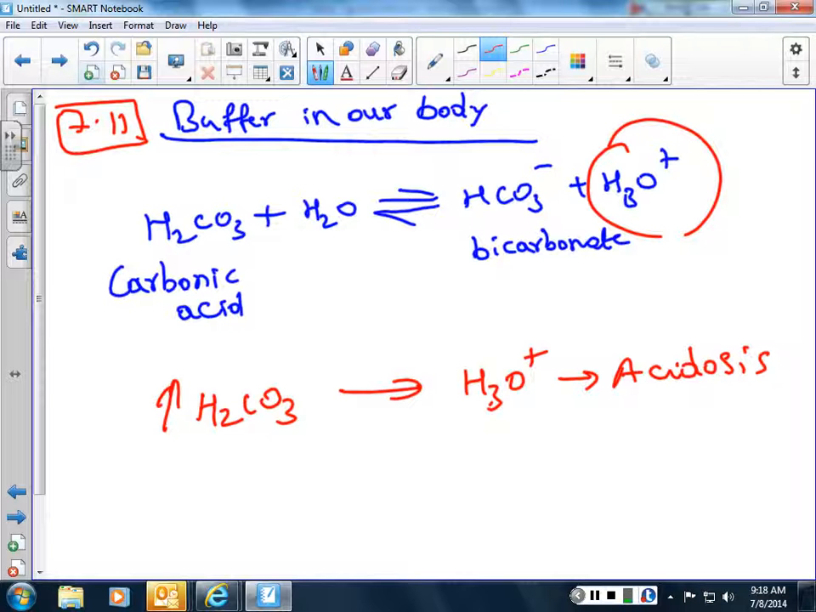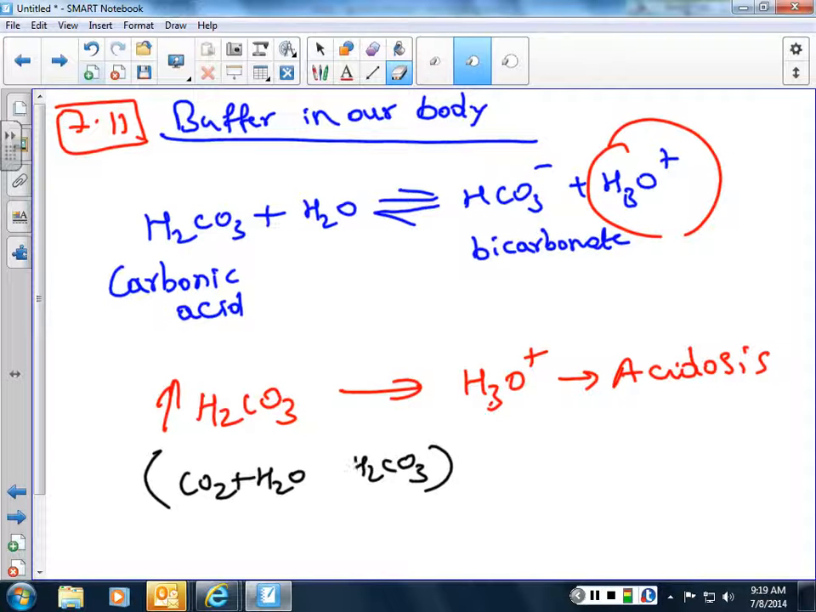Now the question comes, when does it happen? Carbonic acid is formed by this reaction in our body. It is formed by the reaction of CO2 plus H2O gives H2CO3. This reaction will give you carbonic acid.